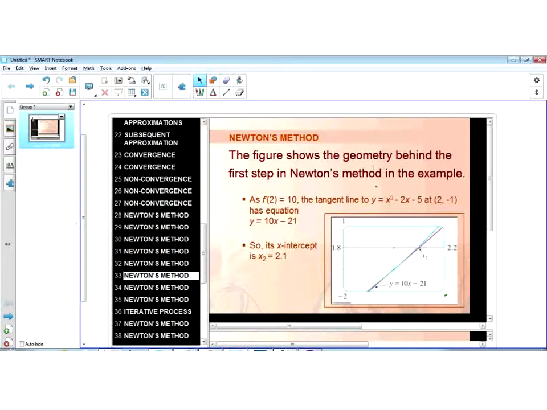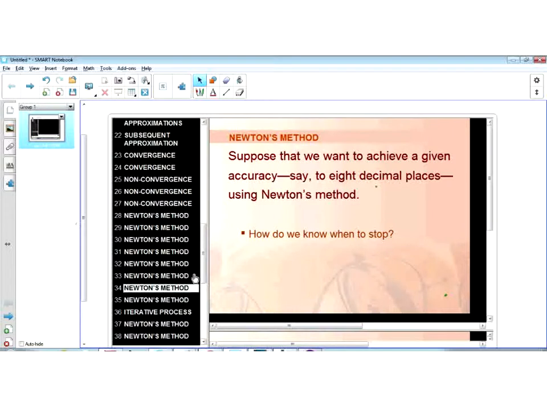So they show the geometry behind the first step in this. Okay, so f prime of 2 is equal to 10. The tangent line to y equals x cubed minus 2x minus 5 at (2, negative 1) has equation y equals 10x minus 1. The red line is the tangent line at x equals 2, y equals negative 1, and they calculate its x-intercept right here to be 2.1. So there's just the graphical portrayal.